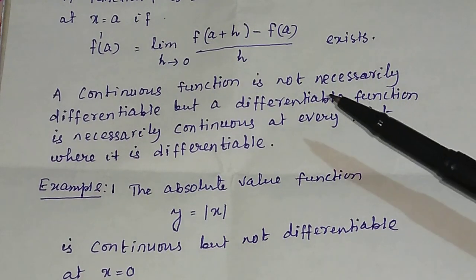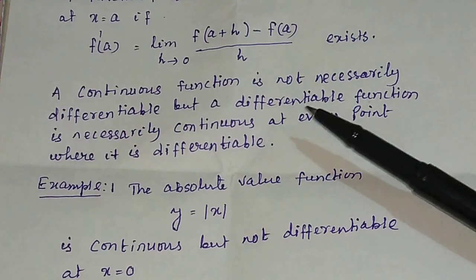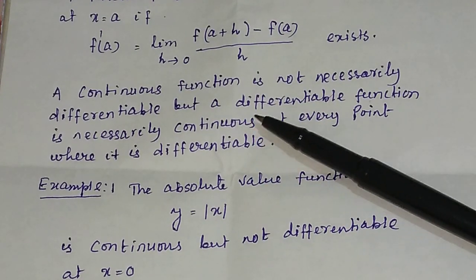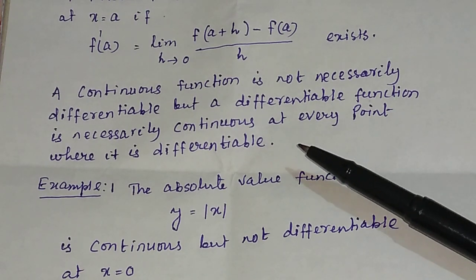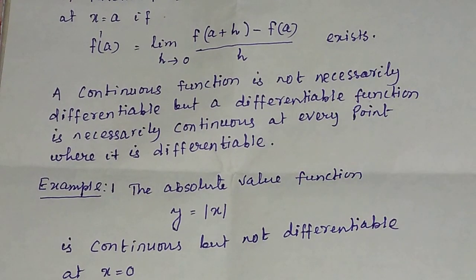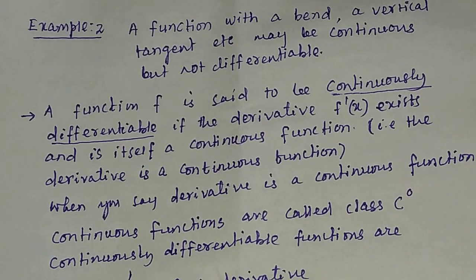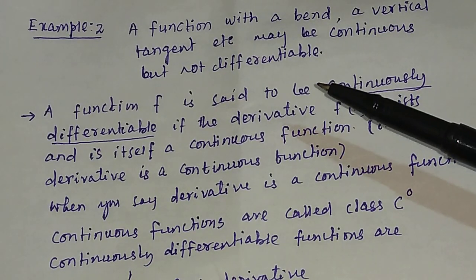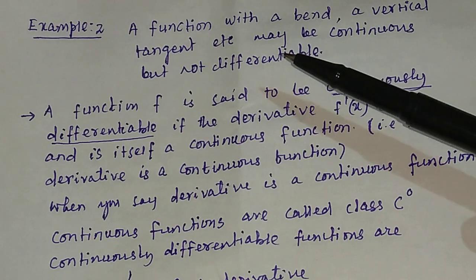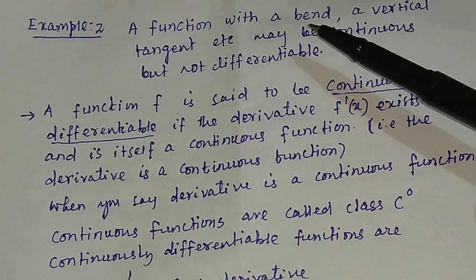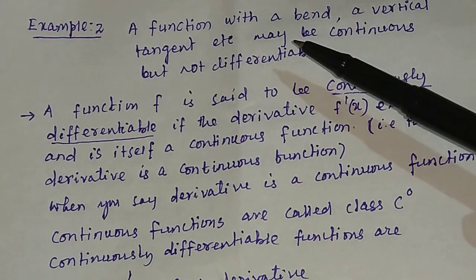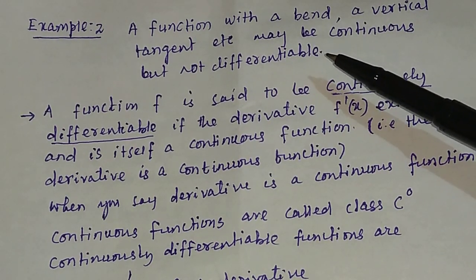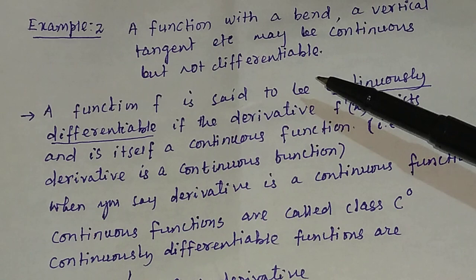So this point you should remember, a continuous function is not necessarily a differentiable function, but a differentiable function is necessarily a continuous function at every point where it is differentiable. Other examples of continuous functions which are not differentiable are functions with a bend, or a vertical tangent. These functions may be continuous but not differentiable.